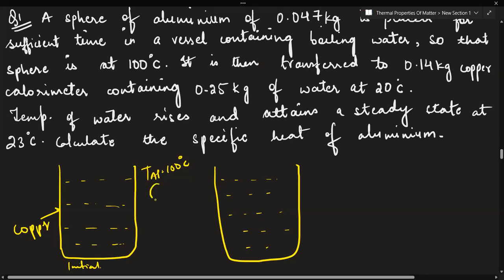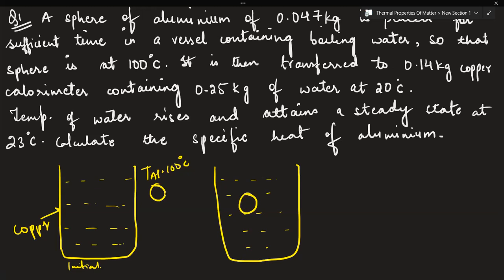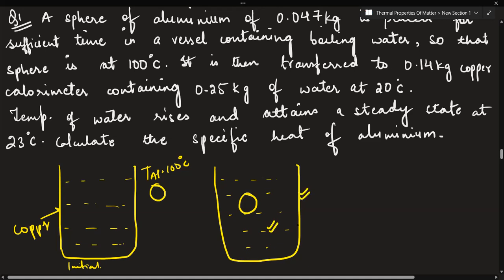So tell me, if I have an aluminium sphere whose temperature is 100 degrees, when I place it in water, will the aluminium lose heat or gain heat? Obviously, aluminium will lose heat. If you take a hot ball and you put it in a vessel containing water, what happens? The ball cools down. So one will be losing heat, the other will be gaining heat. That is the principle of the calorimeter. So whatever heat will be lost by this aluminium, where will it go? It will go to the water and to the copper calorimeter.